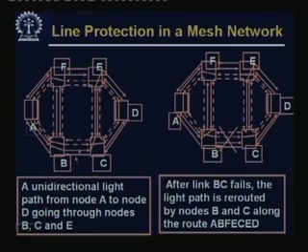Now, let us say link BC fails. The light path is rerouted by nodes B and C along the route A, B, F, E, C, E, D. Sorry, the unidirectional light path was going from A, B, C, E and then to D. So, this was the path A, B, C, E, D. Now, BC has failed. So, A, B, F, E, C, E, D.